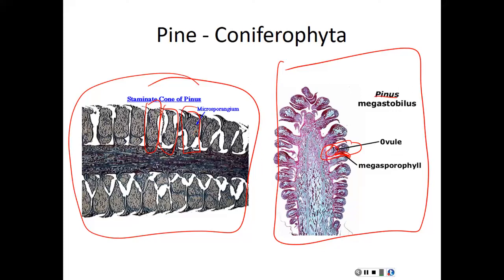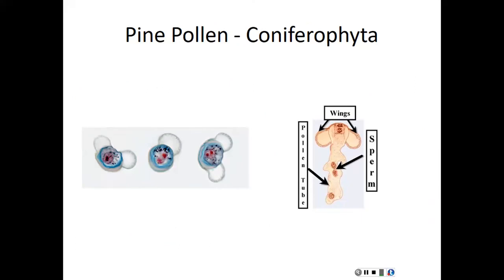Within these microsporangia, we have the male gametophyte, aka pollen grains, that will be producing sperm. Let's take a look at some of this pine pollen. Conifers are wind pollinated. And so one of the things that we see, at least in this genus, is that we have these air sacs on the pollen that help with wind dispersal.